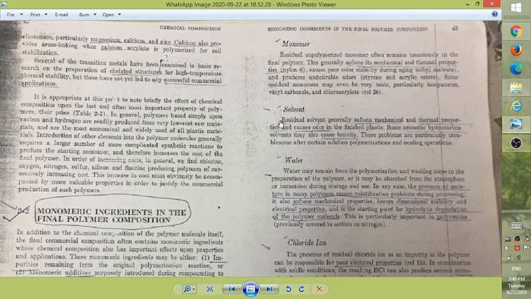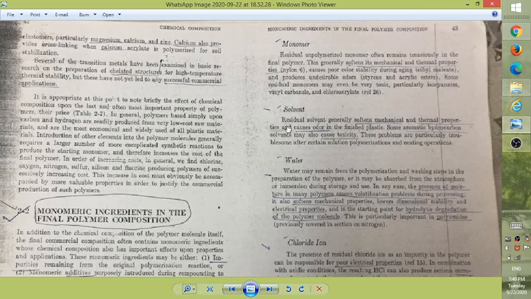Then solvent. This must be in solution polymerization, because in solution polymerization there is solvent. Residual solvent generally softens mechanical and thermal properties and causes odor in the finished plastic. Some aromatic hydrocarbon solvents may also cause toxicity. These problems are particularly troublesome after certain solution polymerization and coating operations. So solvent is also an impurity. So two impurities we have seen, monomer and solvent.